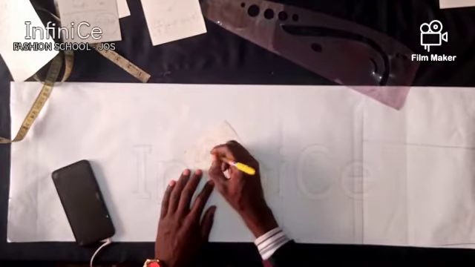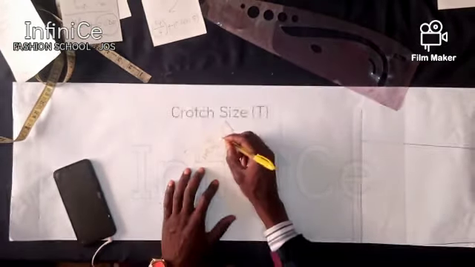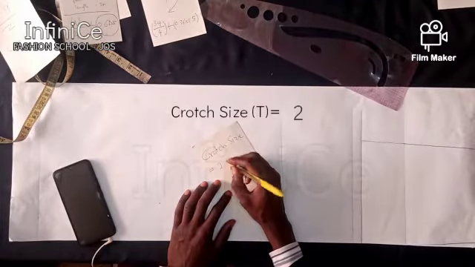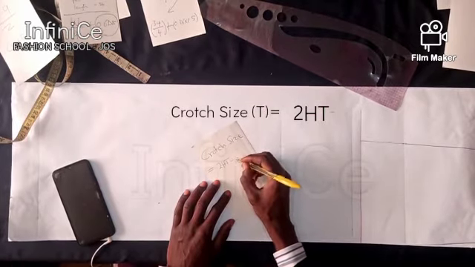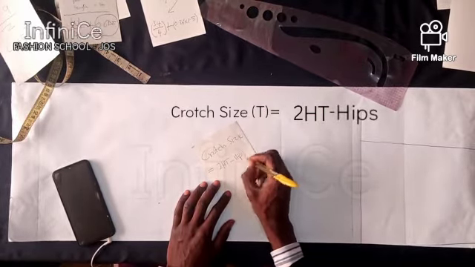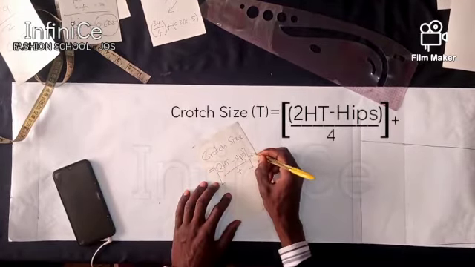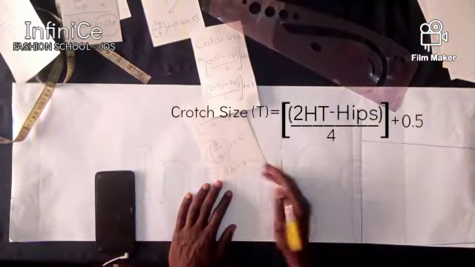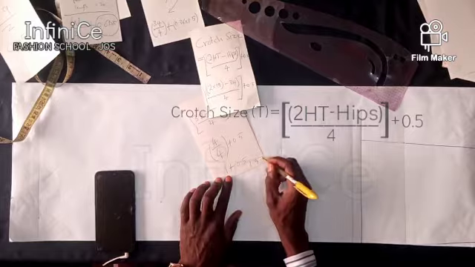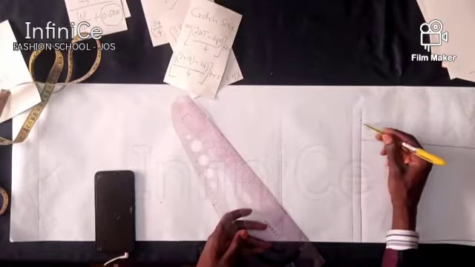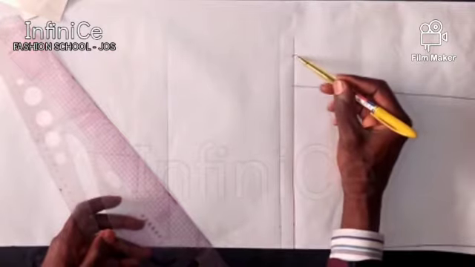Now crotch size is equal to 2 of the high thigh minus the hips, all this divided by 4, then all this plus 0.5, which is what? 1.5. So this 1.5, we're going to be measuring it here. So this is the crotch size. We'll connect this new point to this one with a sweet curve.